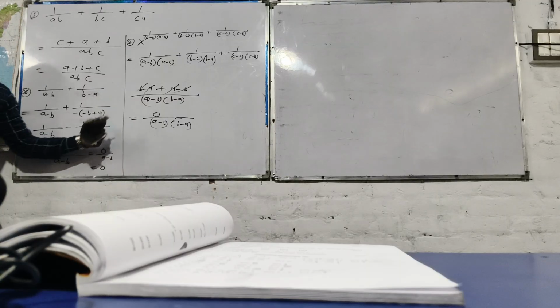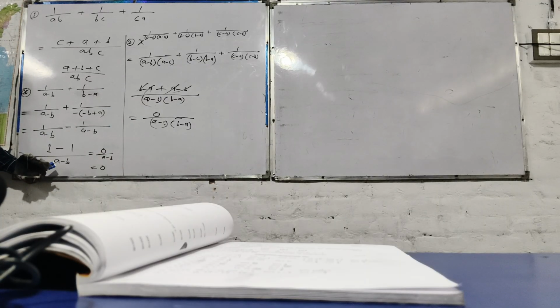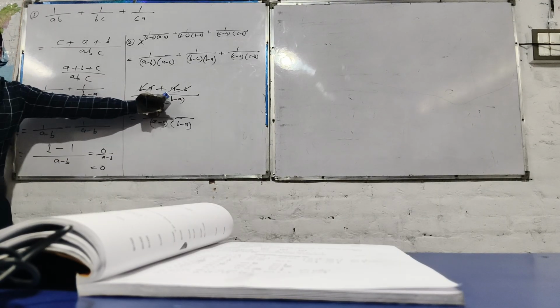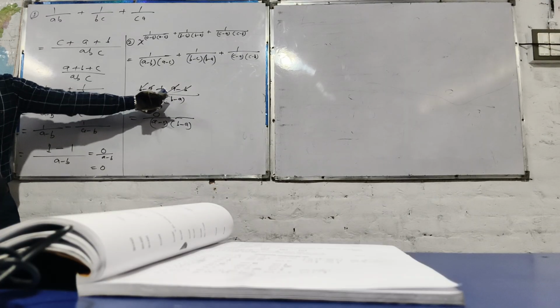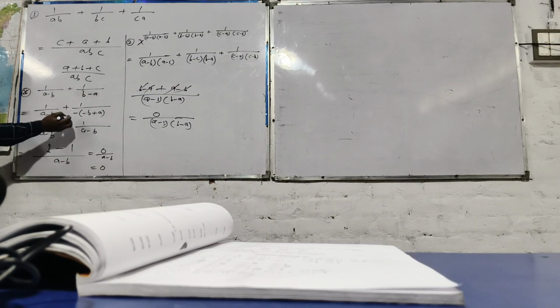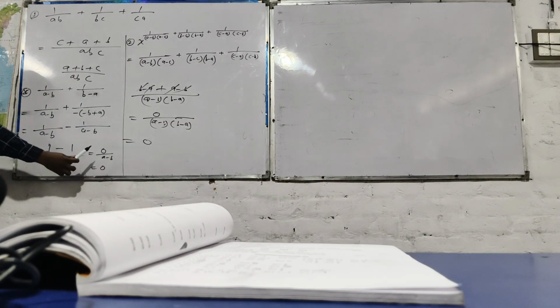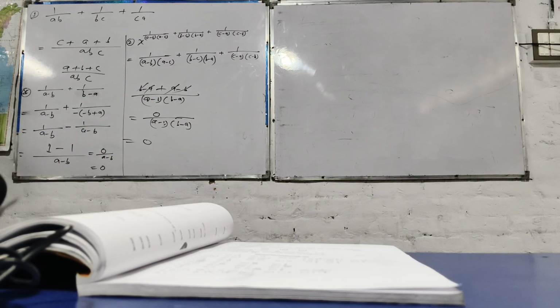Just tell me which one is the easiest to solve. Somebody will say, sir, this one. Somebody will say this one. So both are easy. But the problem is that this time the answer you get is the same. You will get 0. No changes in the answer.